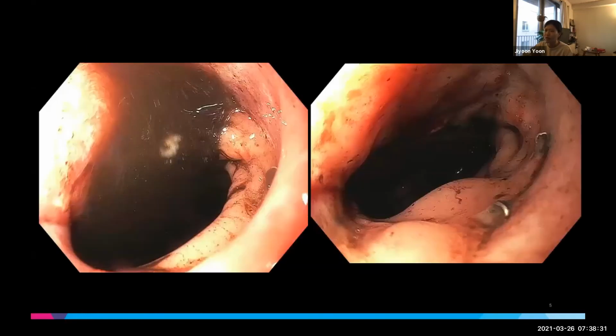So these are the first images that we found on entry. This is her esophagus. She has a lot of esophagitis. She had a lot of fluid built up in there. And then you can see the thickened area on the bottom at around 5 o'clock. This is her esophagogastric anastomosis with surgical staples.